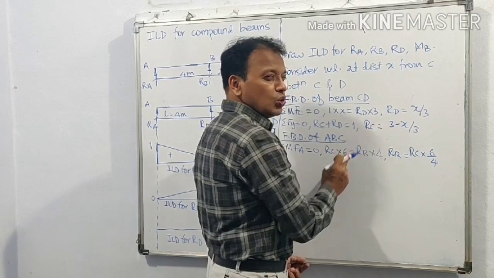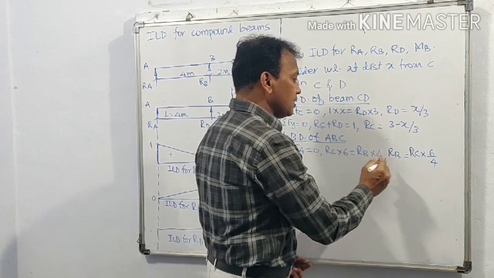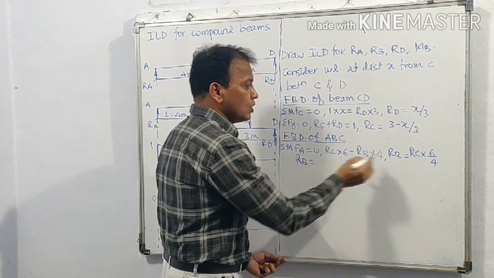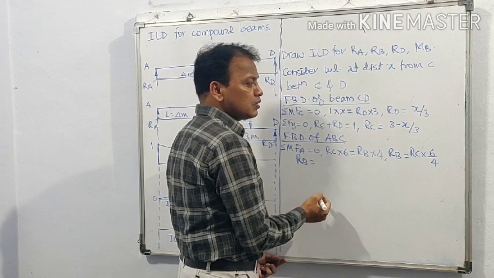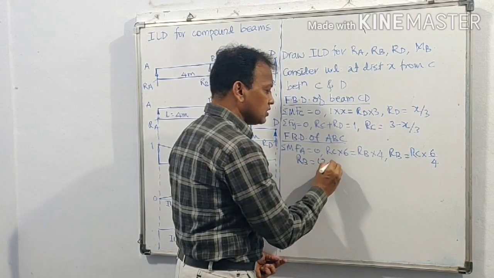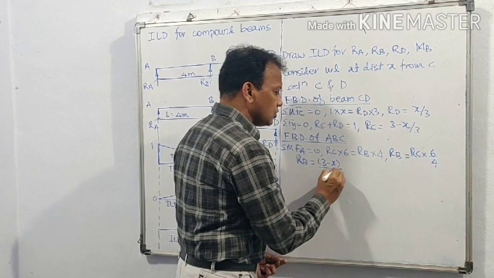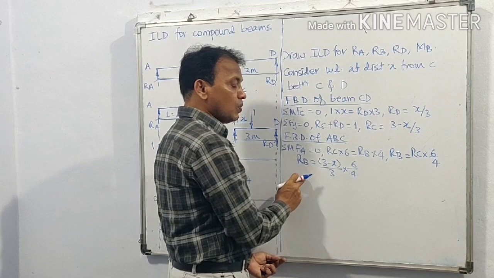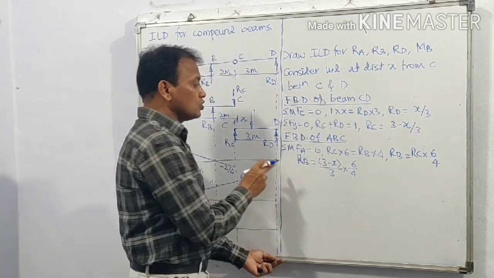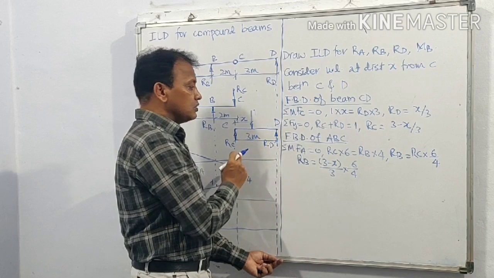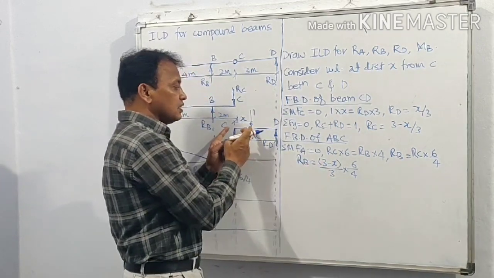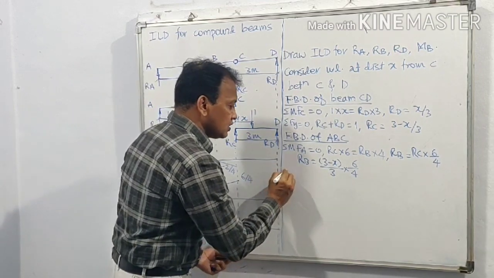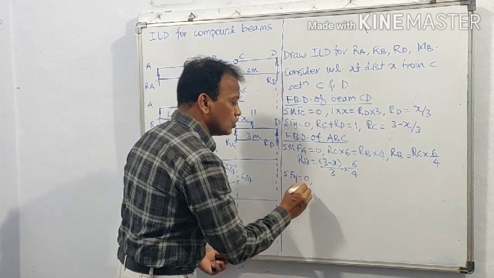But RC is known to us. So we can write here RB is equal to RC, which is (3 minus x) upon 3, into 6 upon 4. This is the generalized equation for RB for various positions of unit load between C and D. And what is x? x is the distance of the unit load from C. So remember this.